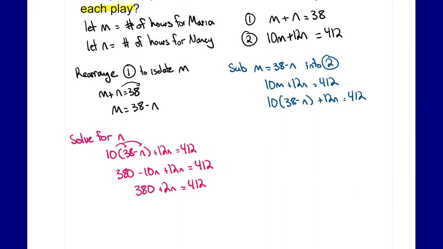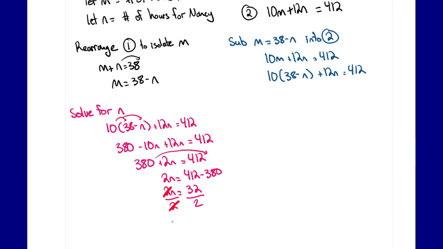I want to get n by itself, so I'm going to need to solve this two-step equation. The 380 needs to go to the other side. 2n equals 412 minus 380. 2n equals 32. To get n by itself, we're going to divide both sides by 2. One side is going to cancel out, and we have n is equal to 16.